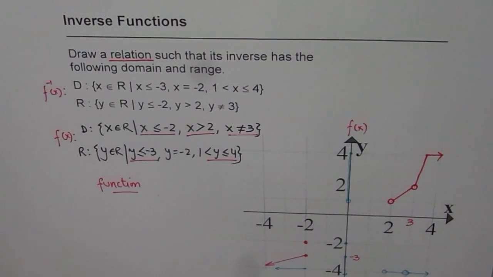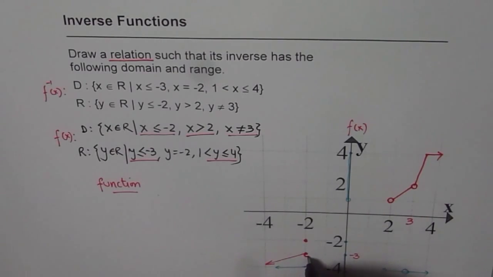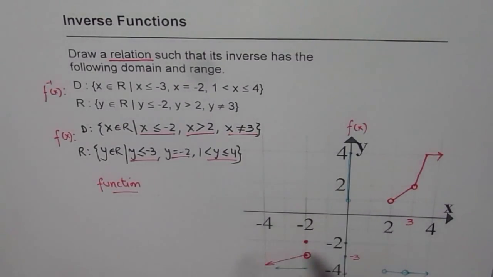My suggestion is, in that case, you can make a hole here, right? And fill up there. So now you satisfy this condition, y equals minus 2. You also satisfy the condition that the domain is less than equal to minus 2, right? Since we have a hole here, but the value there, so this value minus 2 is taken care of. So that way you could actually make a function also, right? So that is how we can actually graph the inverse of the given relation.